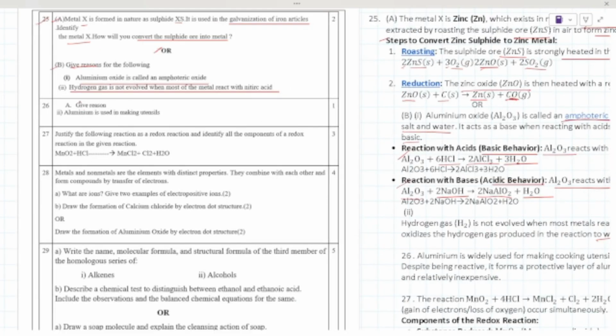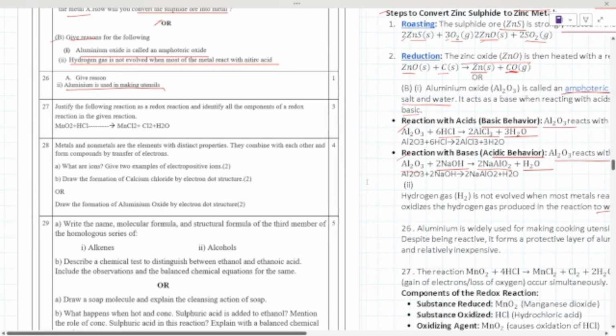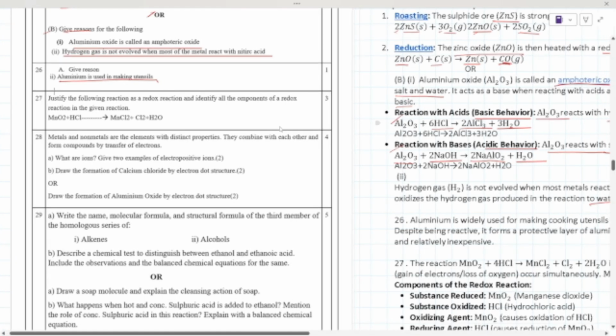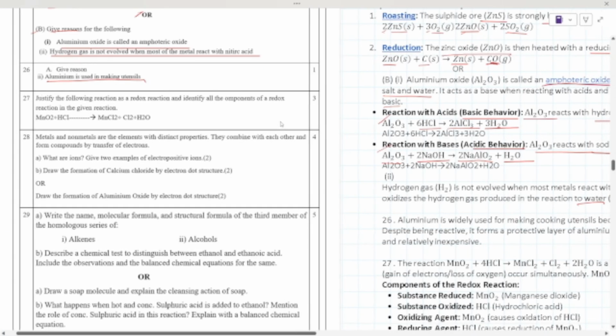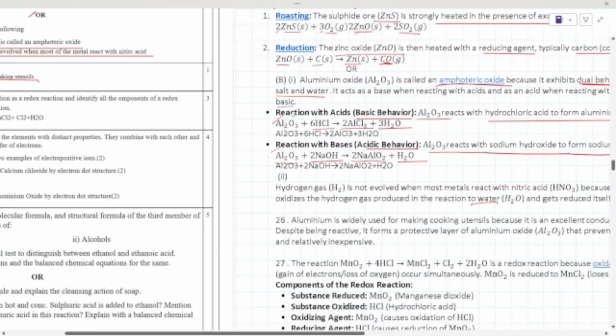Now let's see the 26th question. Here again you have to give the reason. Aluminum is used in making utensils. Because it has an oxide layer that protects it from burning.